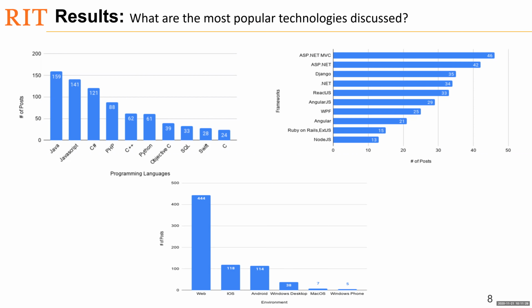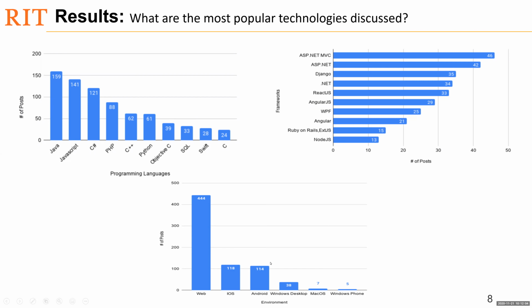So the second part chart presents the most used framework when discussing software reuse in Stack Overflow. As can be seen on the graph, the .NET framework or family of frameworks stand as the most mentioned ones, with ASP.NET MVC at the top of the list, followed by ASP.NET and Django.